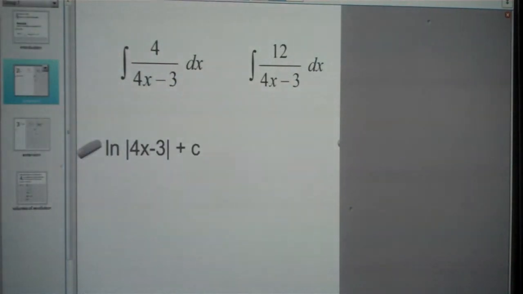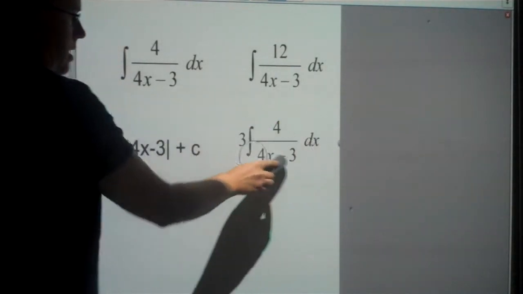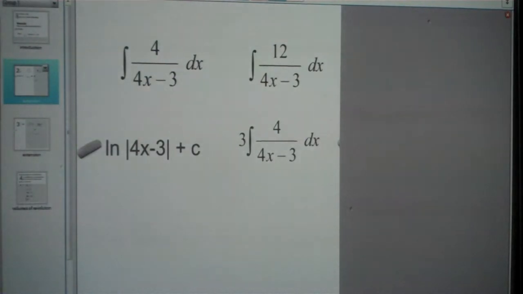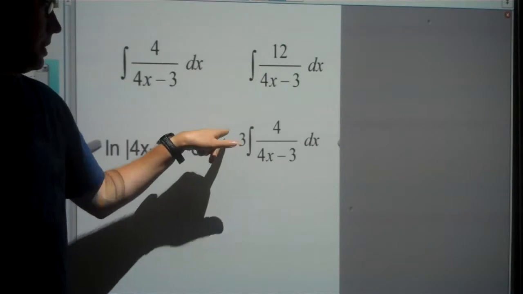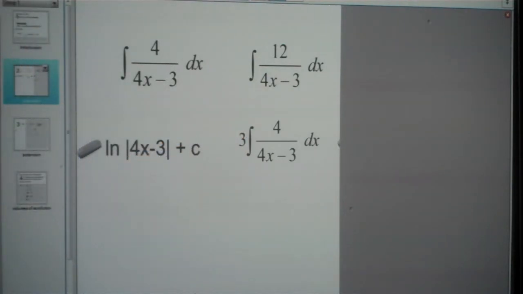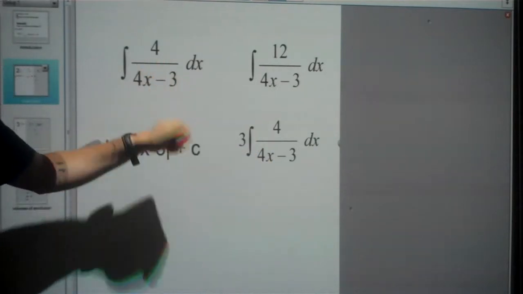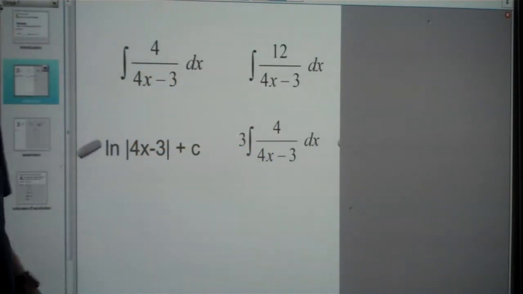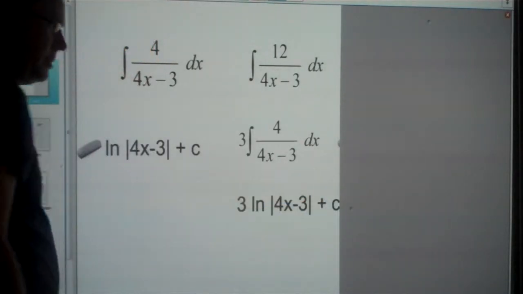Now, this time, 12 over 4x minus 3. Differential of 4x minus 3 is 4. So it's not 12, but it's pretty close. So what we're going to do is we're going to fix this question. We want the top to be 4, but I can't just put 4. But I can say 3 times 4 is 12. So I can bring the 3 to the front of the integral. Now I actually know what this integral is because it's the same one as this. The top is the differential of the bottom. So I can say it's the ln of the bottom plus c.